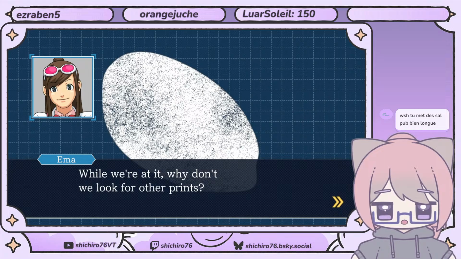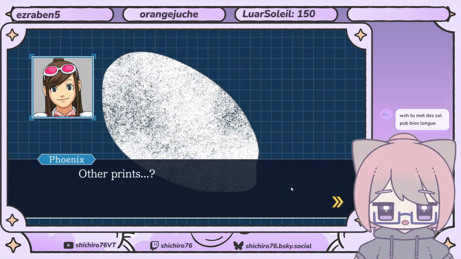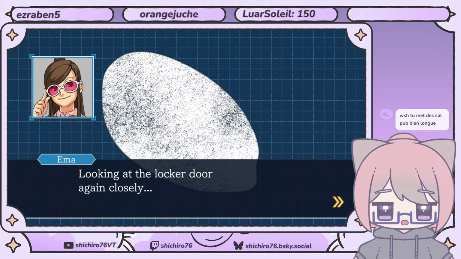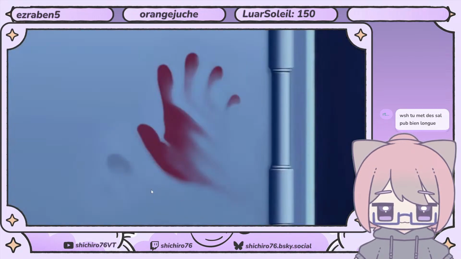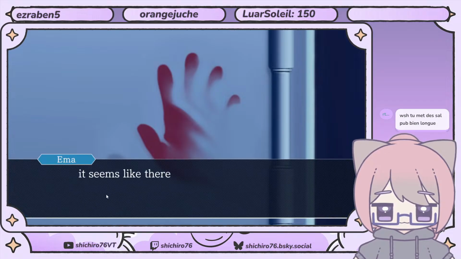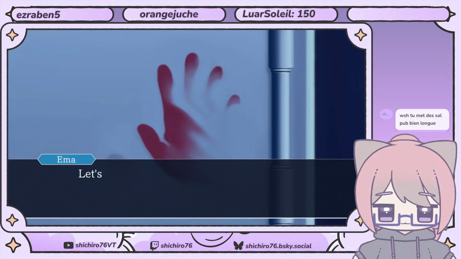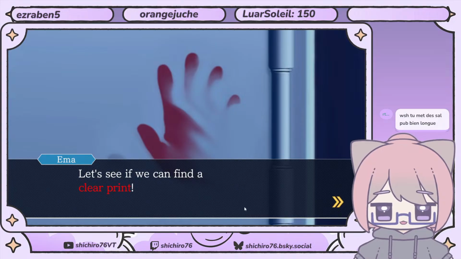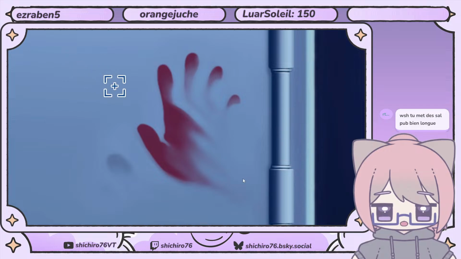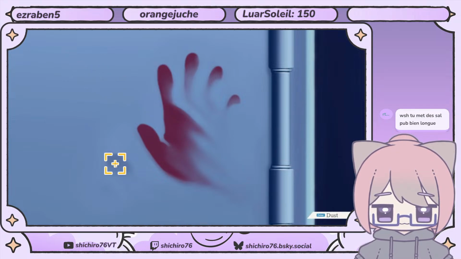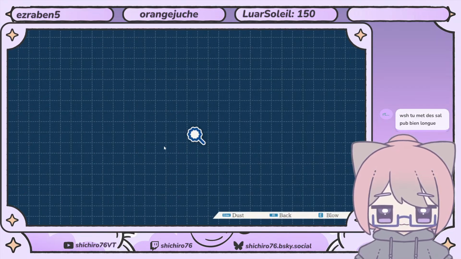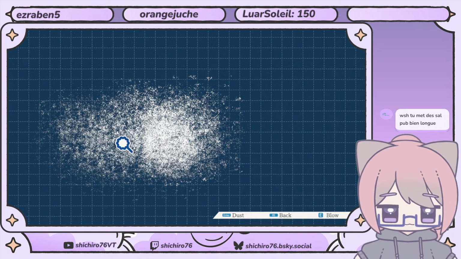While we're at it, why don't we look for other prints? Other prints? Looking at the locker door again closely. Seems like there are fingerprints outside the bloody handprint as well. How about that? Let's see if we can find a clear print. Fingerprints outside the blood. How about this one?